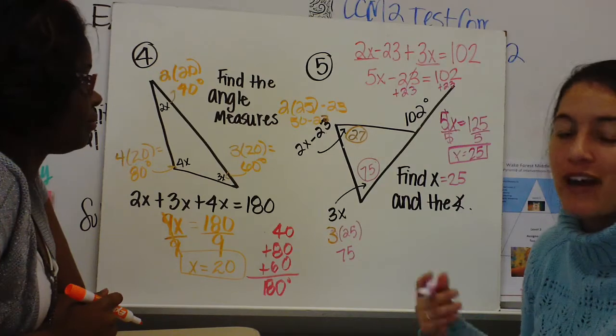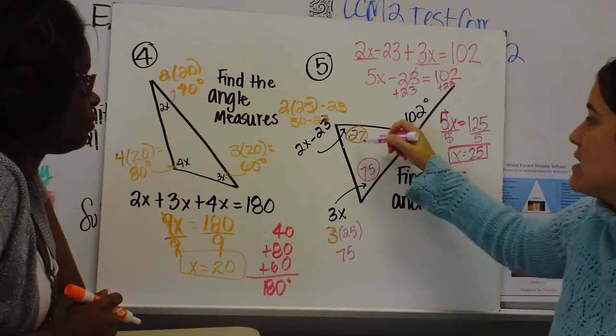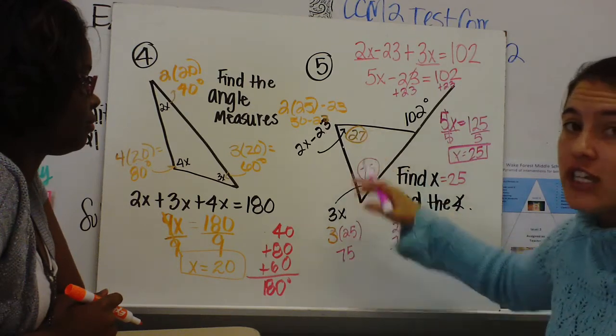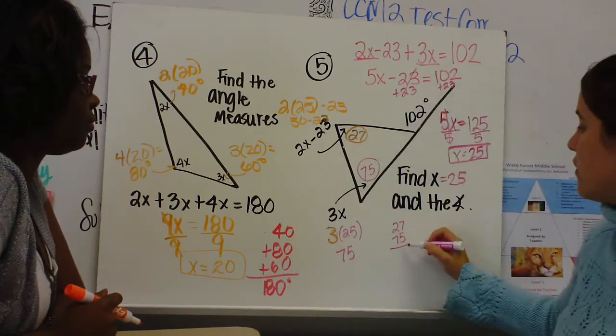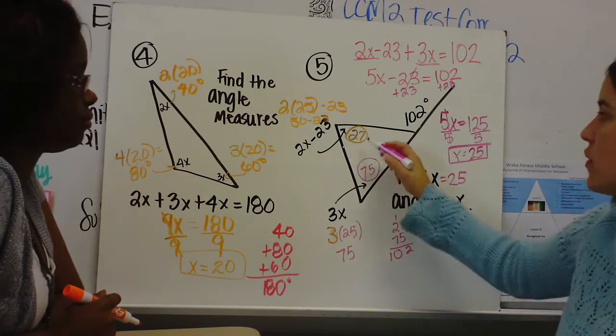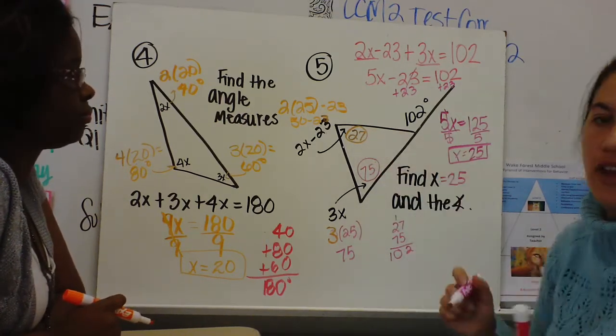And if we want to check, we just need to add together 27 and 75. We should get 102. 7 plus 5 is 12, and that is 102. So we know that these two angles, when you add them together, are going to be your exterior angle.